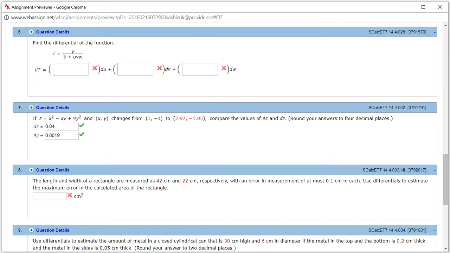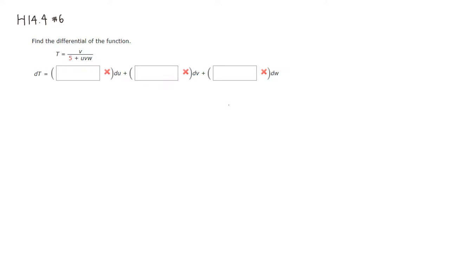All right, let's look at the homework of 14.4, problem number 6. So let's find this differential. This is a function of three variables, and the first one is u, second one is v, and third one is w. So all we have to do is find partial of t with respect to u. That goes in the first box. And the partial of t with respect to v, and also partial of t with respect to w.